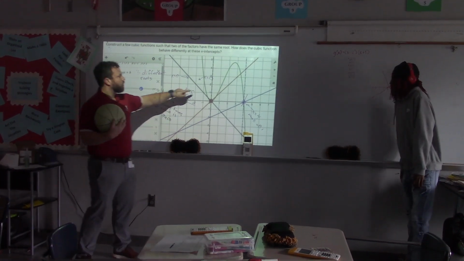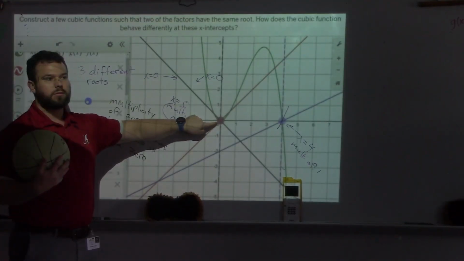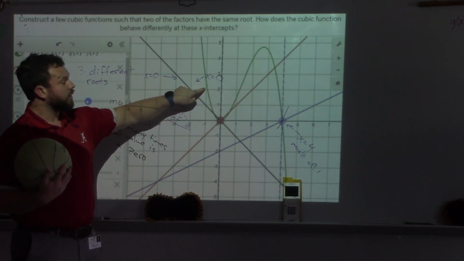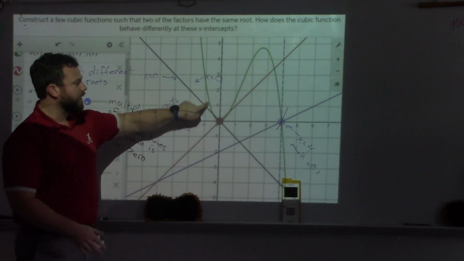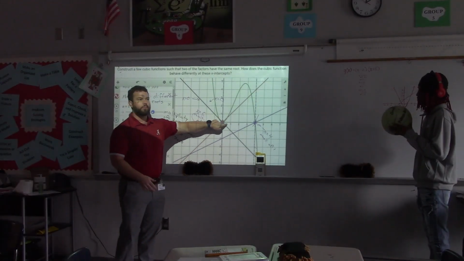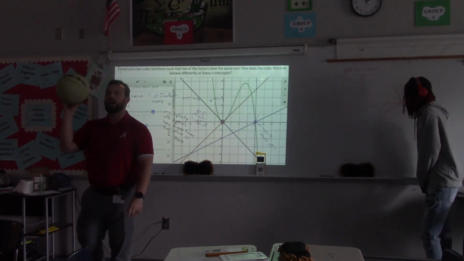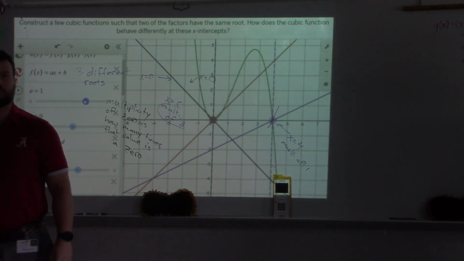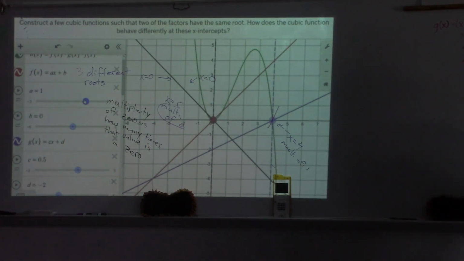Right here, how are we going to describe this? It's going down like a basketball, hitting the floor, then going up. Okay, but what's the terminology I just used? It's going down, and then it bounces. What's happening at this x-intercept? It goes down and it bounces. So, when there is a double root, what's happening at that x-intercept? It bounces.